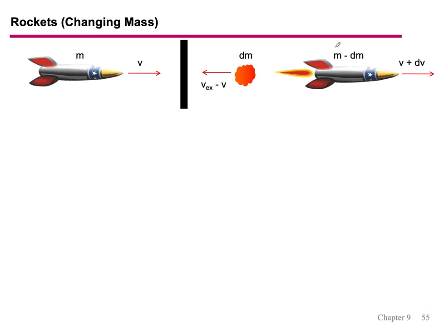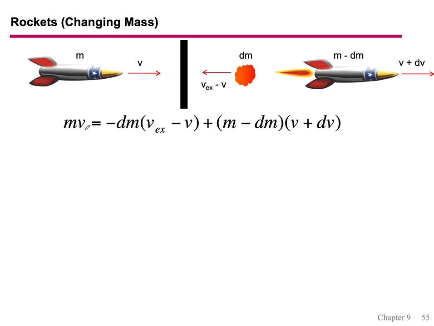And now here's where the fun part comes in. The mass of our rocket actually got a little smaller. Its new mass is now m minus dm, where dm was how much exhaust fuel we just shot out. And its velocity is now a little bit larger. It's v plus dv. Still, momentum has to be conserved. So, what do we know has to be true?